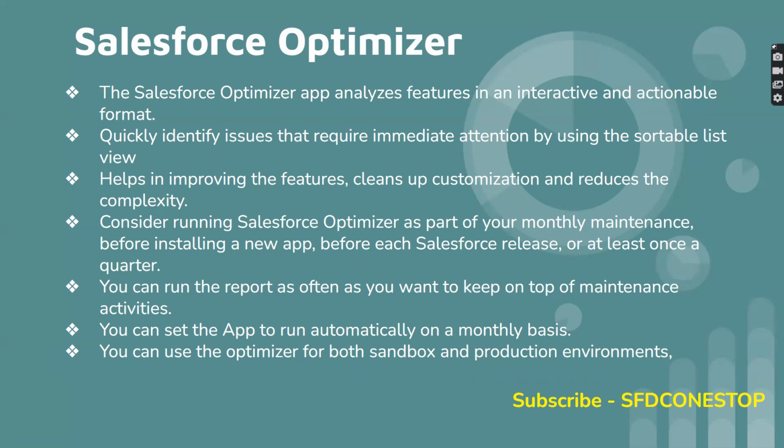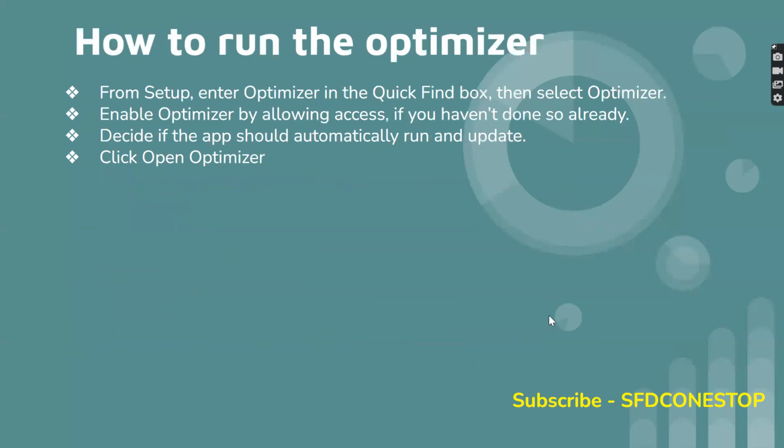So you can make use of the Salesforce Optimizer for both sandbox as well as your production environment. The other point that you have to remember is Salesforce Optimizer evaluates your organization metadata only. So how can you access the Salesforce Optimizer? From the setup, you can enter the Optimizer. You will be able to open the Optimizer.